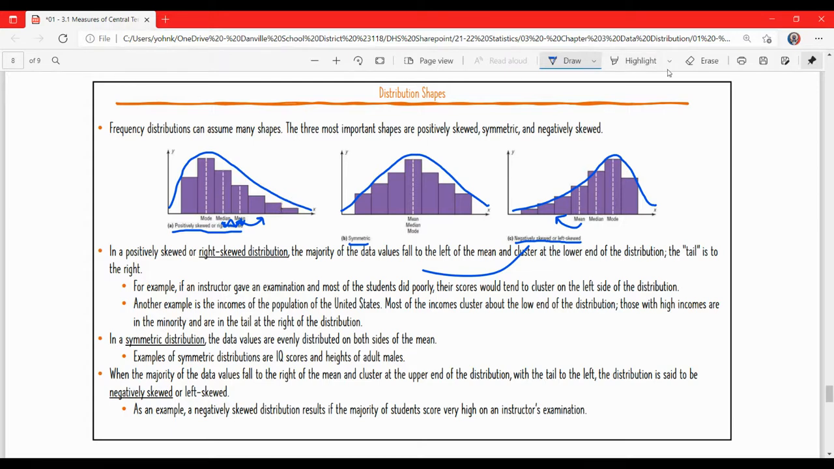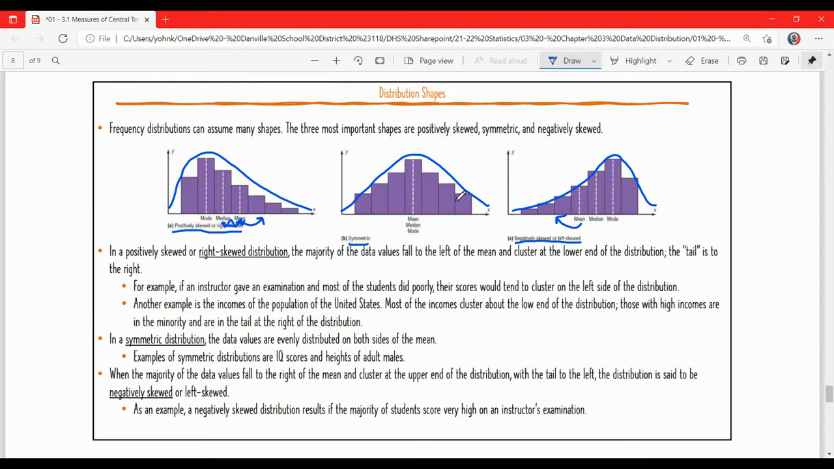For example, let's get rid of this line real quick. For example, if an instructor gave an examination and most of the students did poorly, their scores would tend to cluster on the left side of the distribution. So here's all the people did really bad on the test, and a few people did really good. Another example is the incomes of the population of the United States. Most of the incomes cluster about the low end of the distribution, with those few high incomes who are in the minority on the right side.